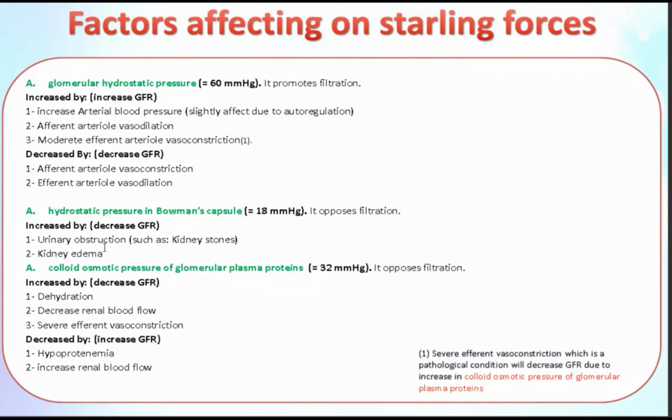That is urinary obstruction. If it is increased, then GFR decreases. Kidney edema increases, then GFR decreases. Colloidal osmotic pressure, that is 32 mmHg, also opposes the filtration. That means when dehydration increases, then GFR decreases. Then decreased renal blood flow, that means it can increase. That is opposite to filtration. And in this way, you can say some factors are affecting the Starling law of forces that can depend on the GFR.